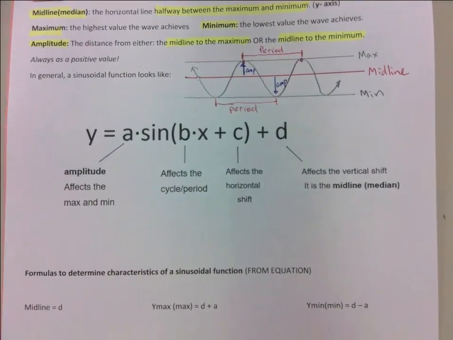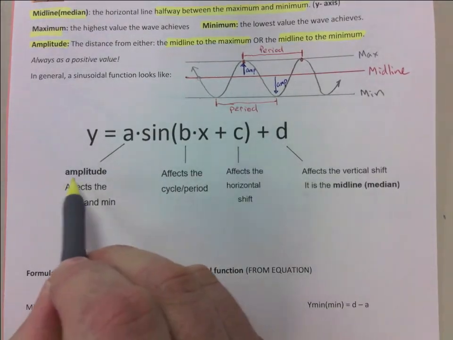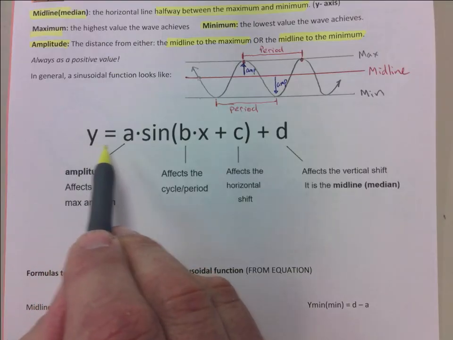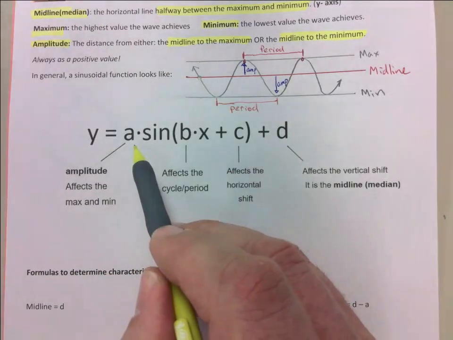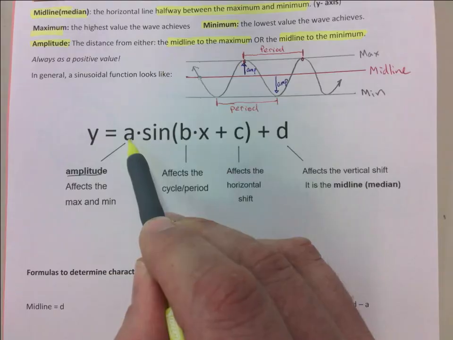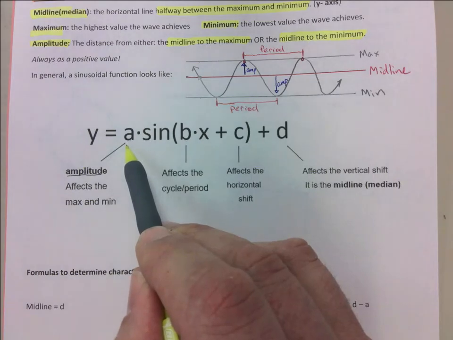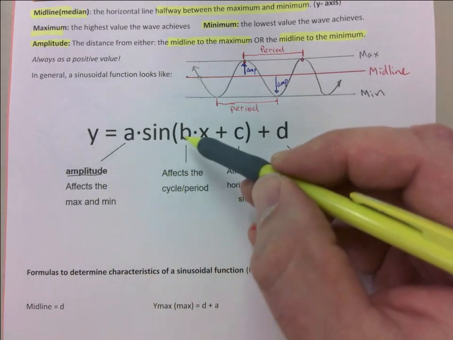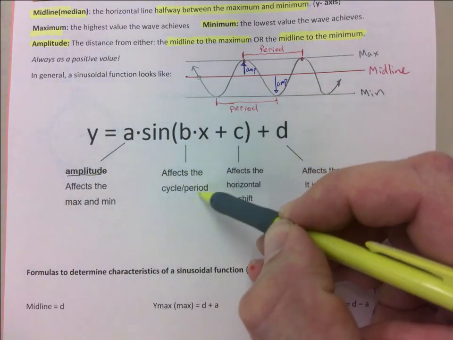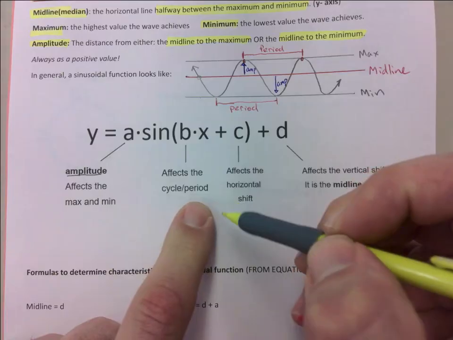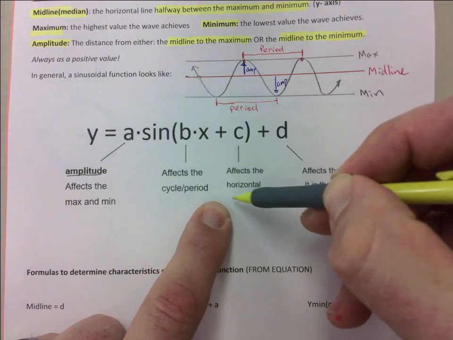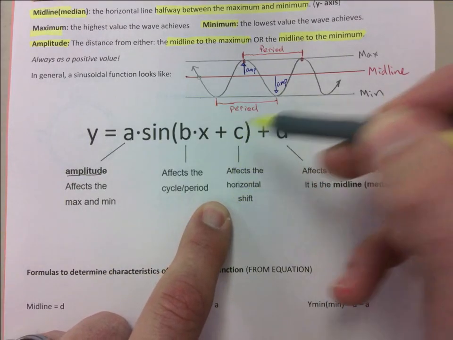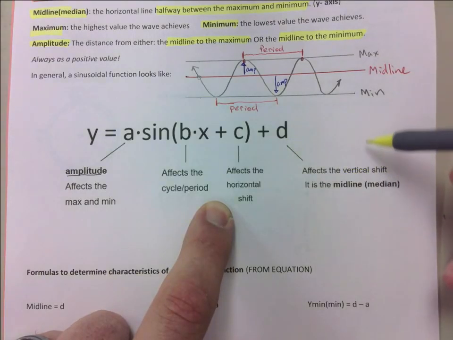Okay, so let's see what our equation does. So this is in general what a sinusoidal equation looks like. There's going to be a number here. If it's not there, it's 1. So this is the amplitude right there, guys. It's a number. If you have the equation, boom, you know what your amplitude is. B, this one right here, affects the cycle or the period. C causes a horizontal shift if you were to change it. D affects the vertical shift.